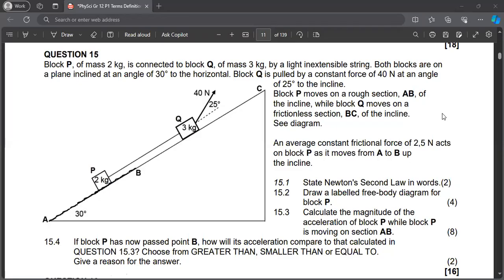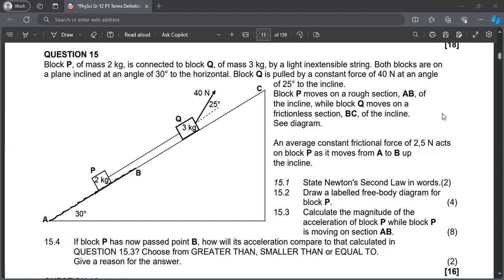So the focus for today is on applying Newton's second law on an inclined plane. So let's consider this situation. It says block P of mass 2 kg is connected to block Q of mass 3 kg by a light inextensible string. Both blocks are on a plane inclined at an angle of 30 degrees to the horizontal. Block Q is pulled by a constant force of 40 newtons at an angle of 25 degrees to the incline.